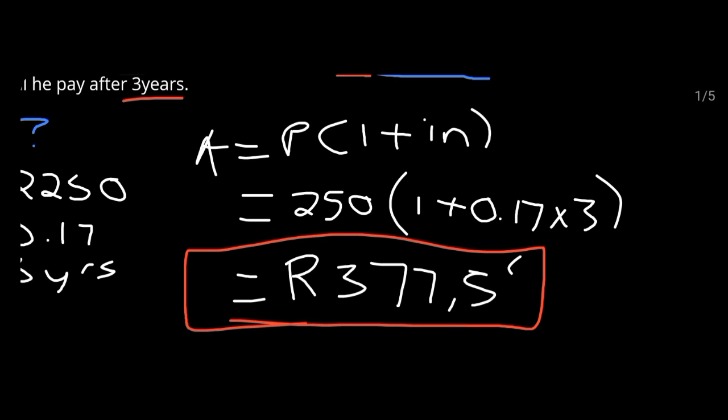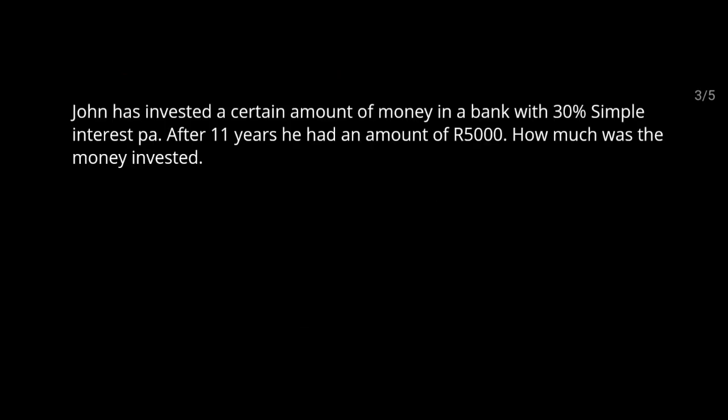Let's look at another example. Now, I think by now you can try this one. You can pause the video and try this one. Barry John has invested a certain amount of money in a bank with 30%. Okay, let me note this one. Barry John has invested a certain amount of money.